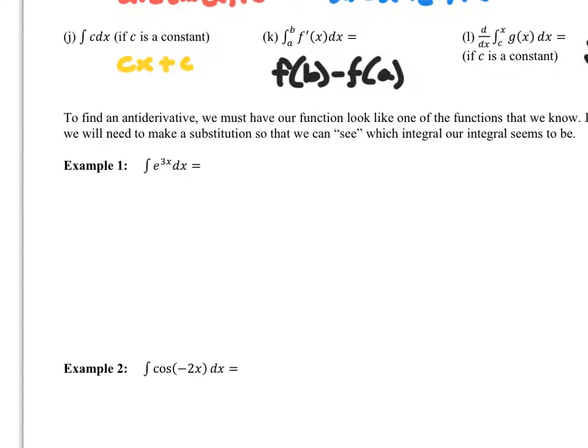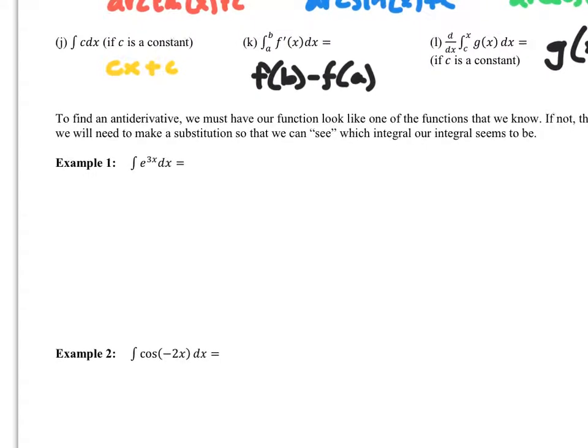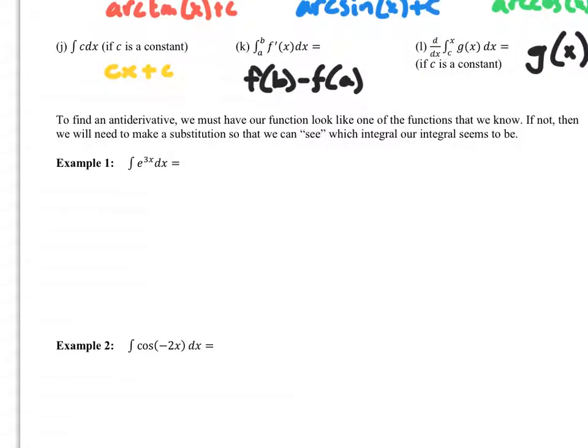Okay, here's a couple of examples. We're going to do a substitution. To find an antiderivative, we must have our function look like one of the functions we know. If not, then we will need to make a substitution. This is not quite what we are used to integrating. Okay, so what if I wrote this as e to the u? All right, would that be easy to integrate? Sure, it would be.